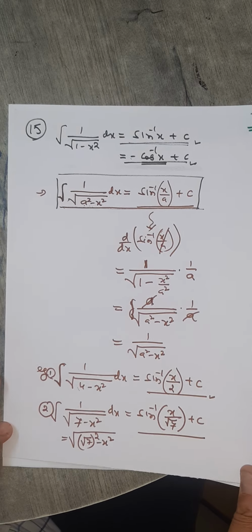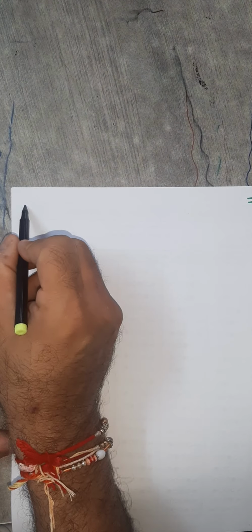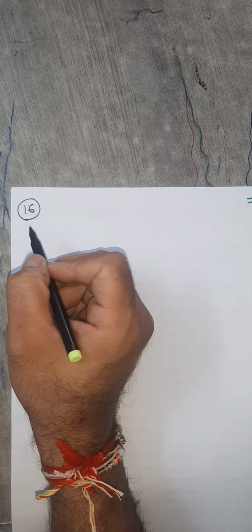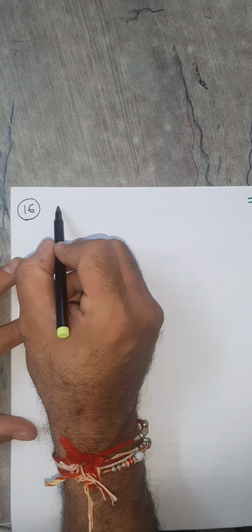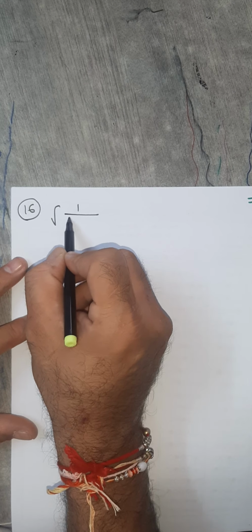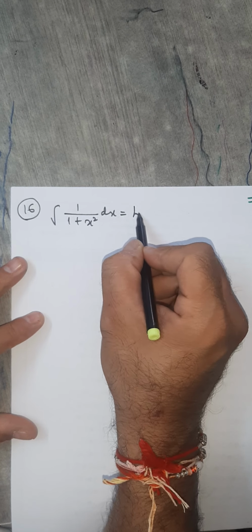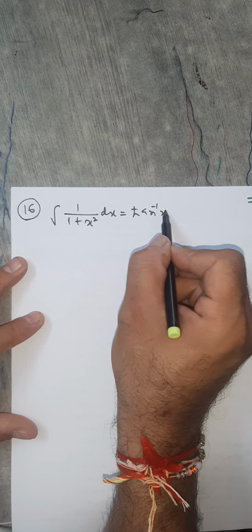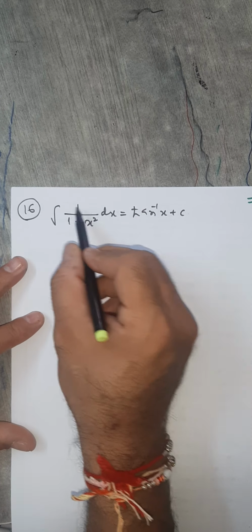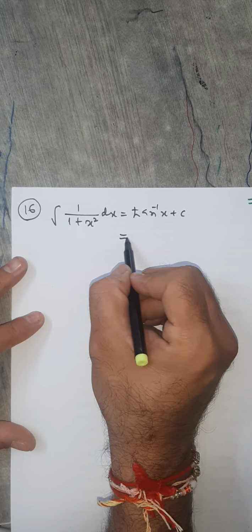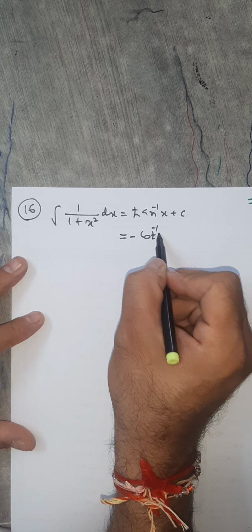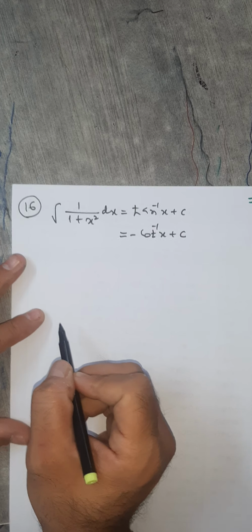Okay, next. Formula number 16 here. That is the integral of 1 upon 1 plus x squared. You know this is the derivative of some standard function. That's tan inverse. What's the derivative of tan inverse? 1 upon 1 plus x squared, which is the same as minus cot inverse, plus some constant c.